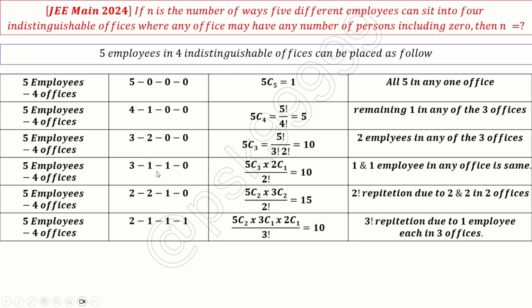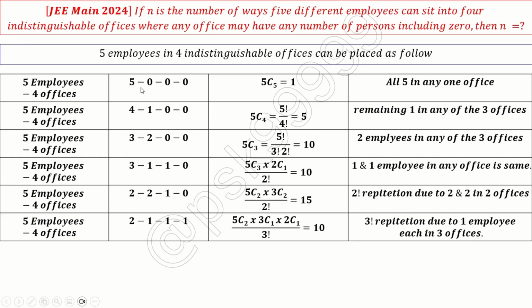Next, 3, 1, 1. 3 employees go to one office, 1 employee goes to the second office, another employee goes to the third office. So in this one, first is 5C3 into the remaining 2, 2C1 divided by 2 factorial for repetition. So this will be 10 if I simplify. Then 2, 2, 1, 0. So 5C2 into 3C2 divided by 2 factorial because repetition is here. And then 2, 1, 1, 1. This is 5C2 into 3C1 into 2C1 divided by 3 factorial, which is equal to 10. So these many ways employees can go.